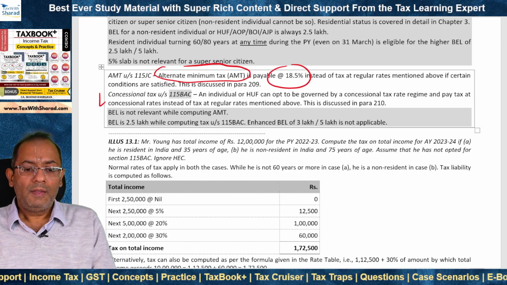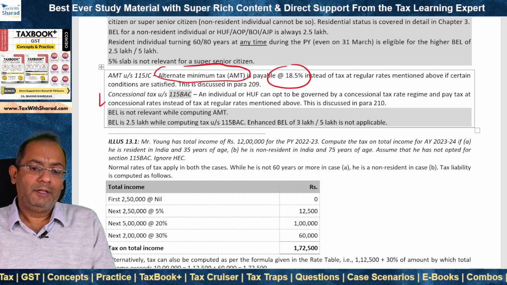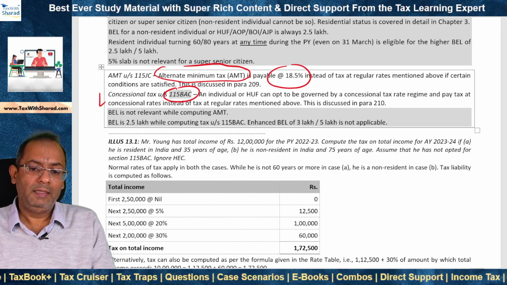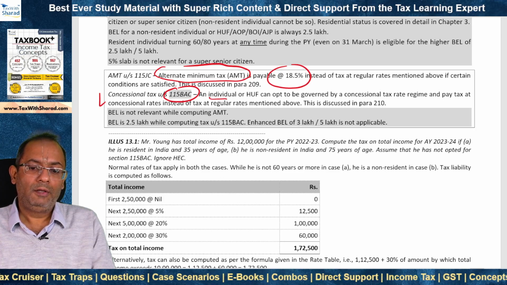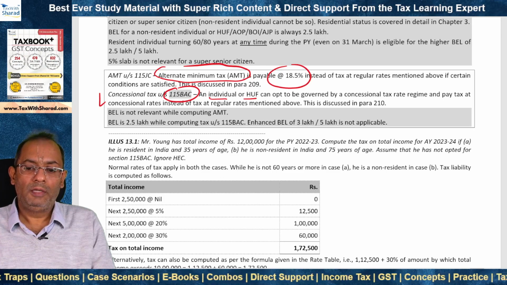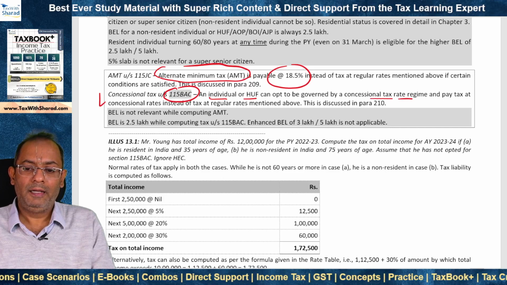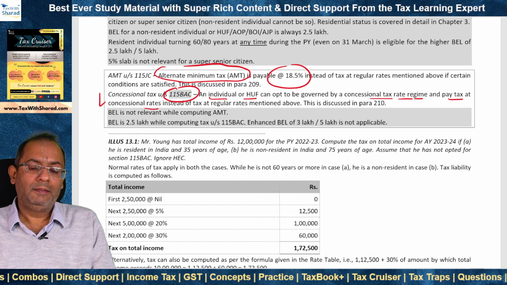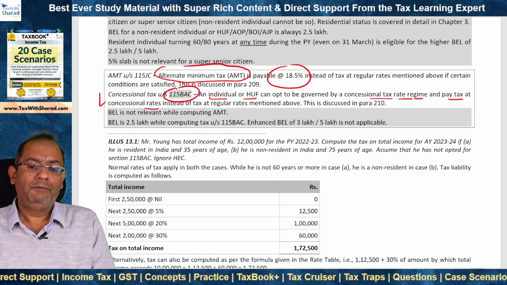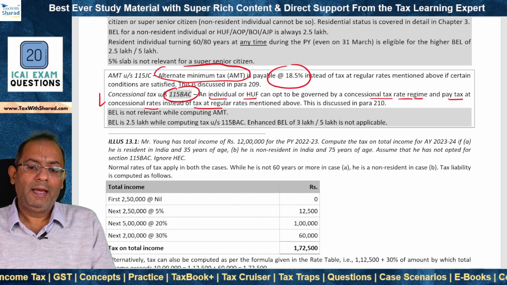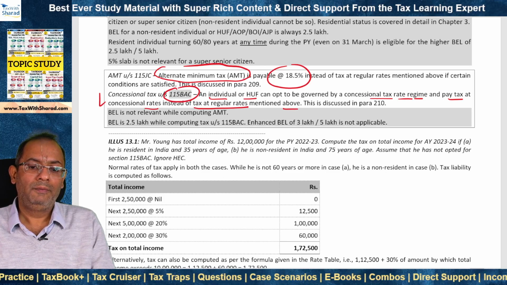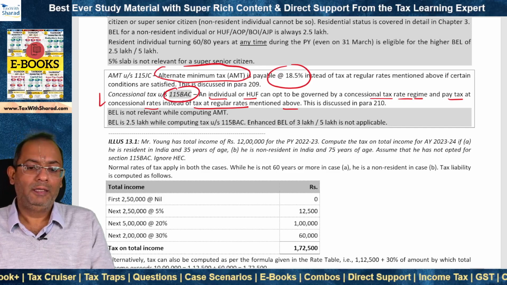Similarly, there is a concessional tax rate regime which has been provided for under section 115BAC, as per which an individual or an HUF can opt to be governed by a concessional tax rate regime and pay tax at concessional rates. In that case also, if 115BAC applies, then the tax at regular rates mentioned above, which we just now discussed, are not applicable. We will discuss this regime also in a later video.